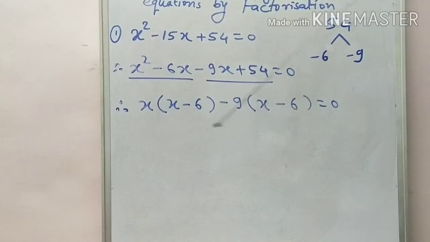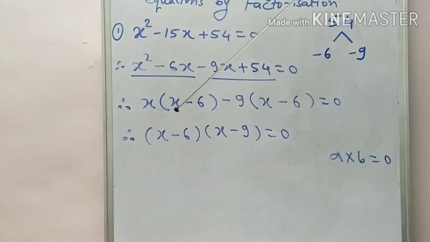Okay, so the next step is, we take this x minus 6 as common here, and the remaining terms we write down in the second bracket. Pay attention over here, like this: x minus 6 is common in both, and the remaining terms x minus 9 go in another bracket, so this product is equal to 0.